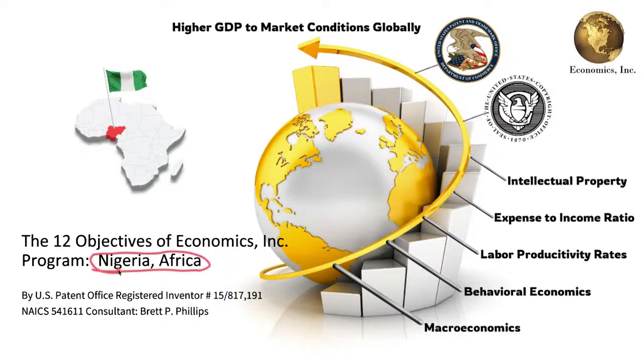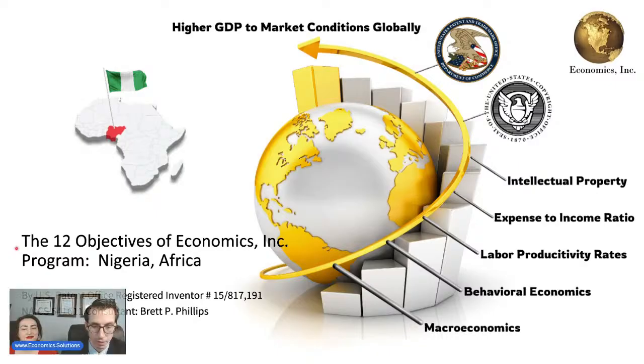We're focusing there. As you can see, my credentials, I am a U.S. Patent Office registered inventor 1581791, and I've been able to consult under NAICS code 541611 consultant for 18 years. So let's get into it. We're excited to share. This is my wife, Danielle. Hi.